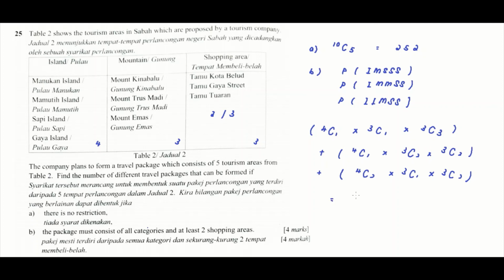From here, I'll be able to get my answer. For the first one, I get 12. Then the second one is 36, and the last one is 54. I'm just going to add them all together, and then I'll be able to get 102. So that's it for Paper 1 for Negeri Sembilan. Thank you.